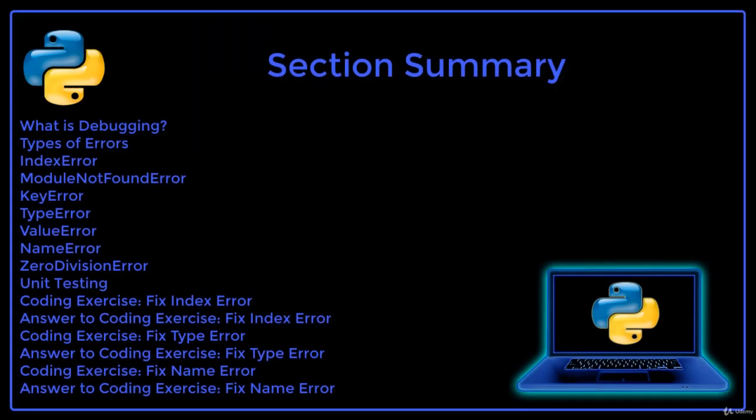In this lecture, we will look at a recap of what we learned in this section of the course. First, we learned what debugging is. Then we learned about the different types of errors we can encounter when writing code.